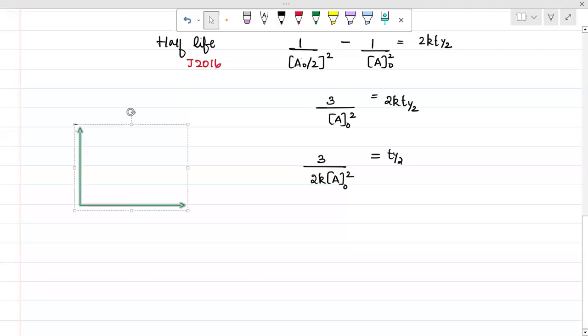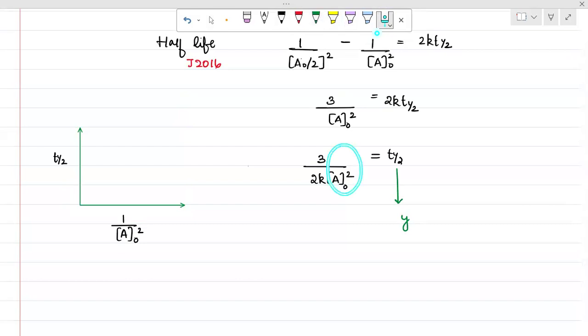Plot a graph, please. What if I have to draw or plot a graph between t half versus 1 by A naught squared? So, t half is y. 1 by A naught square is x. So this is of the form y is equal to mx. There is no intercept. It's going to be a straight line passing through origin and the slope is going to be 3 by 2k. Easy.